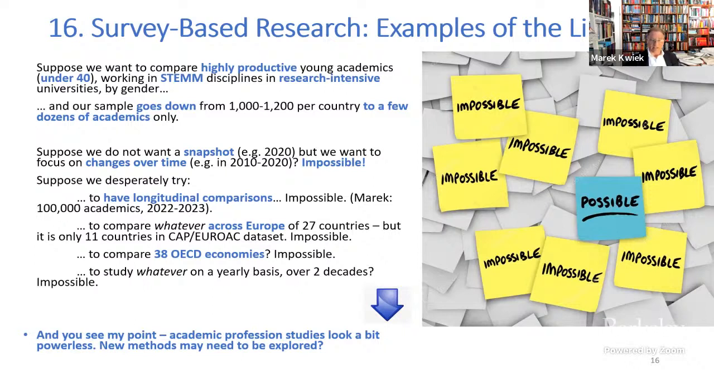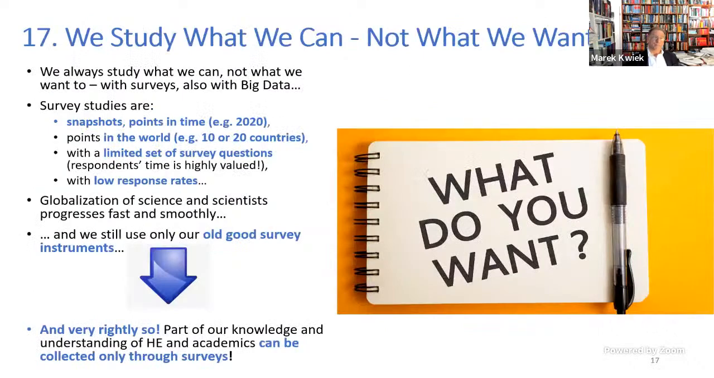Academic profession studies based on surveys look, as I put it here, a bit powerless. Perhaps new methods may need to be explored. And they indeed are explored. So, well, survey studies are referring to points in time, 1 year, or points in the world, 10 countries, or a limited number of questions, because we value respondents' time. We use old surveys, and my answer is it's very good, rightly so. Because part of our knowledge and understanding of academics can come only through surveys and only from surveys. So I'm criticizing surveys, knowing that they are unavoidable and they're absolutely compatible to an extent with big data.